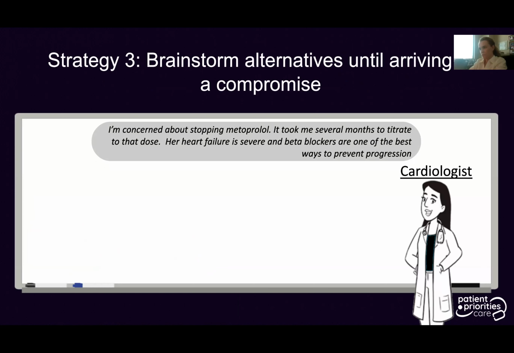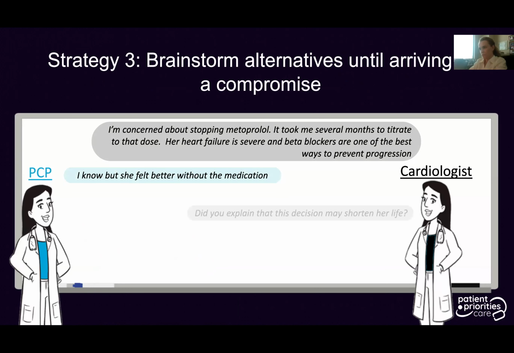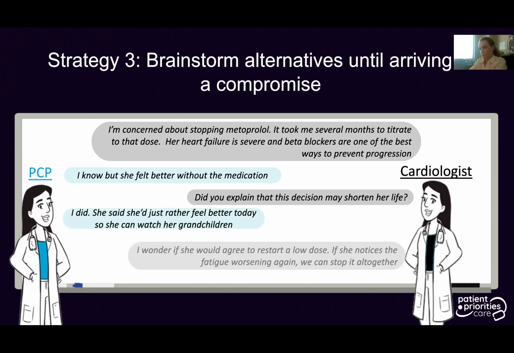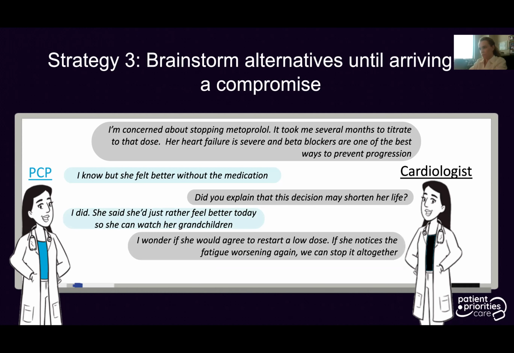You can click through all. That's helpful, thank you. So the cardiologist is saying, I'm concerned about stopping the metoprolol. It took me several months to get her to this dose, and her heart failure is severe. The PCP could say, well, but she felt better without this medicine. The cardiologist could say, did you explain that her decision could shorten her life? And the PCP did. I did.